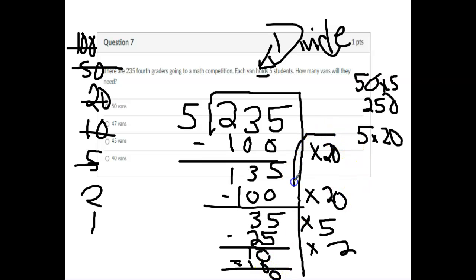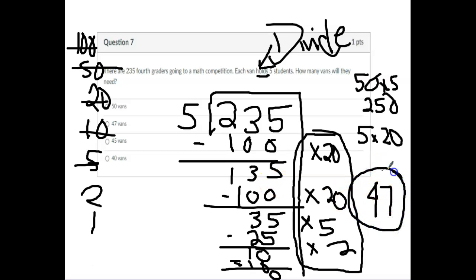We stop right there. We're going to add up our friendly numbers. So 20 plus 20 plus 5 plus 2, which is 47. So I know that B is my answer. They will need 47 vans.